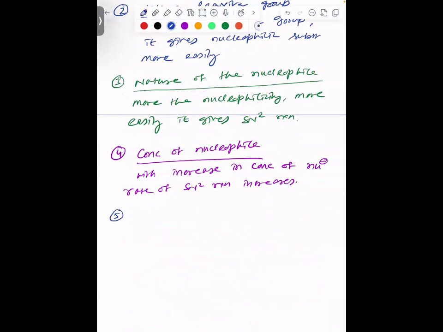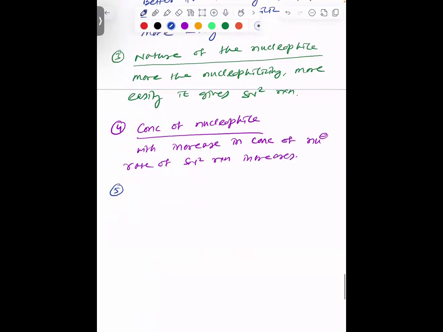In your SN1 reaction, which factors were there? Is stereochemistry a factor? Yes or no? Stereochemistry is also a factor. What other factors will there be? First we see stereochemistry.